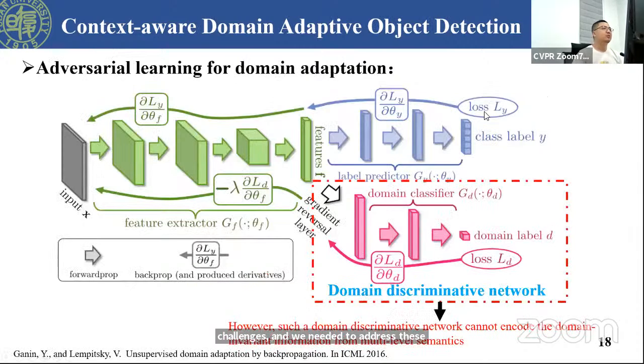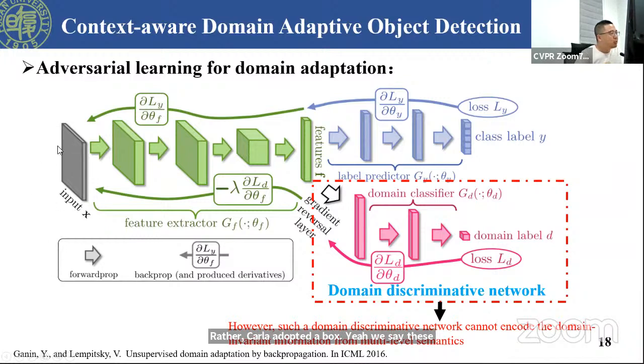This is a typical adversarial learning process for domain adaptation, published in ICML 2016. This framework is very typical, and it is borrowed by many later works in this domain. So let's see how it works. As shown in this picture, the most important part is the red dotted box, which is a domain classifier.